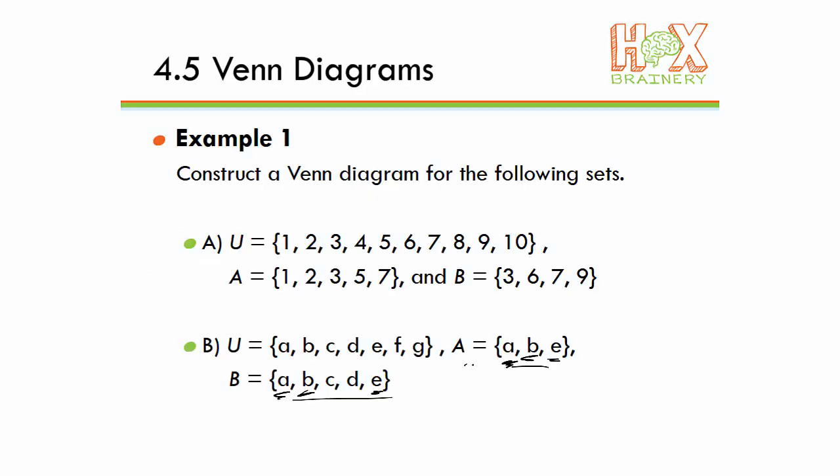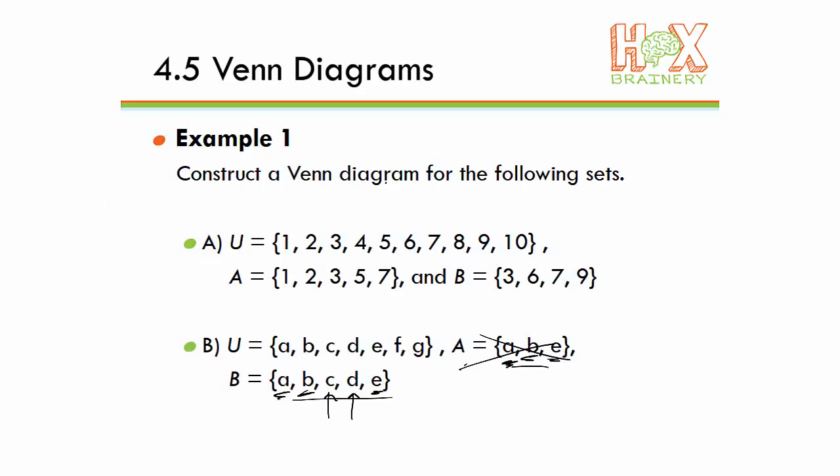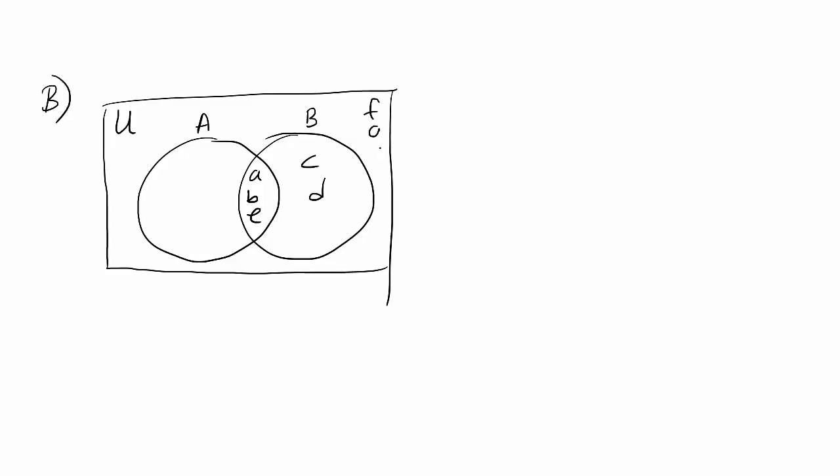And then we're done with set A, right? We've already included everything from set A. So then let's see if there's anything else in B that we don't already have written down, and that's C and D. So C and D are going to go over here in region 3 because they're in set B, but they are not in set A. And then we're not done yet because we have to make sure we include all the elements from the universal set. So we've already included A, B, C, D, E. F and G, though, we're missing. So we're just going to put F and G somewhere in the rectangle, but outside of both of those circles.